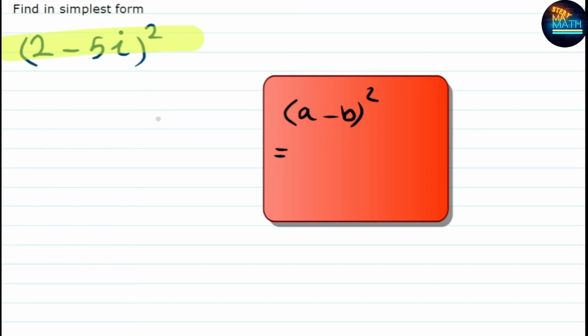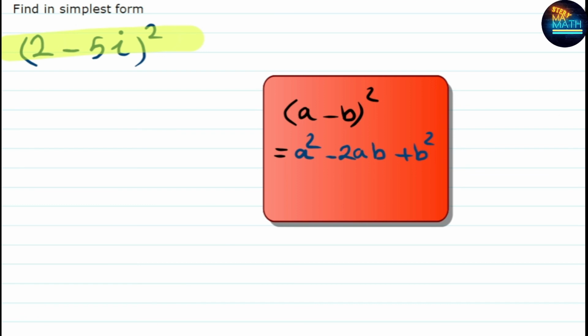Find in simplest form (2 - 5i) to the power of 2. All right. The rule is, when you have (a - b) squared, the answer is a squared, the first term by itself, and the second term by itself, which is negative b times negative b, is b squared. And the term in the middle is a times negative b times 2, which is negative 2ab. All right, let's do it in this example.